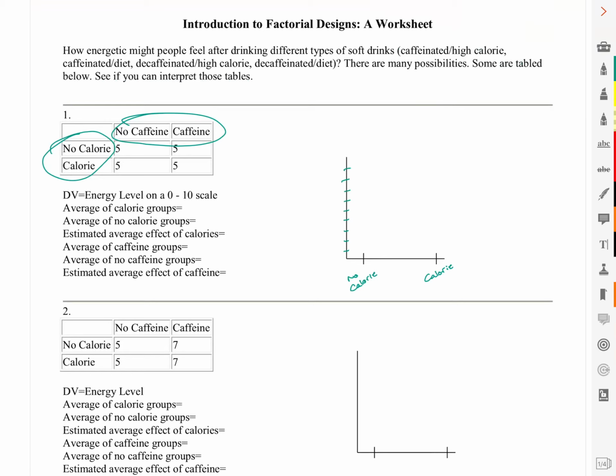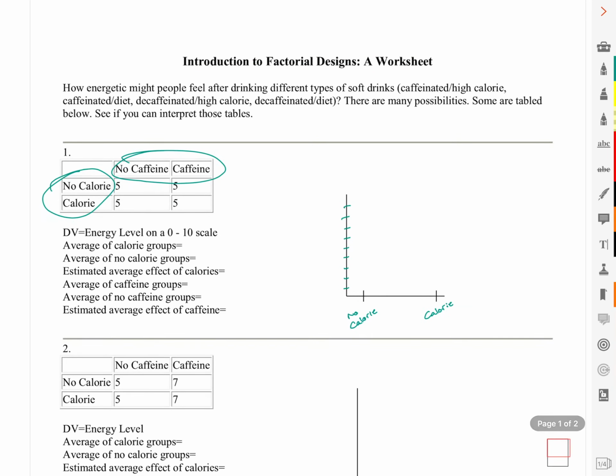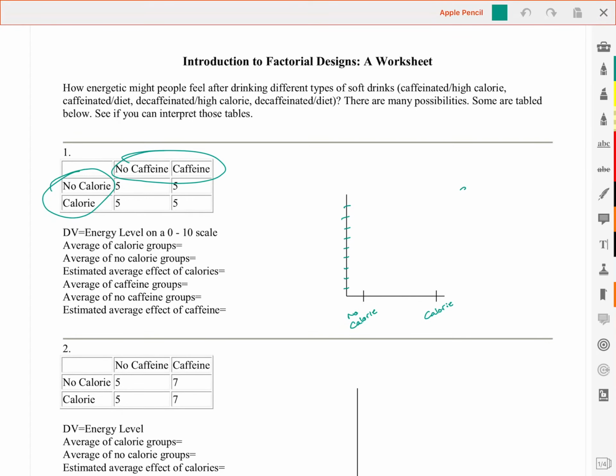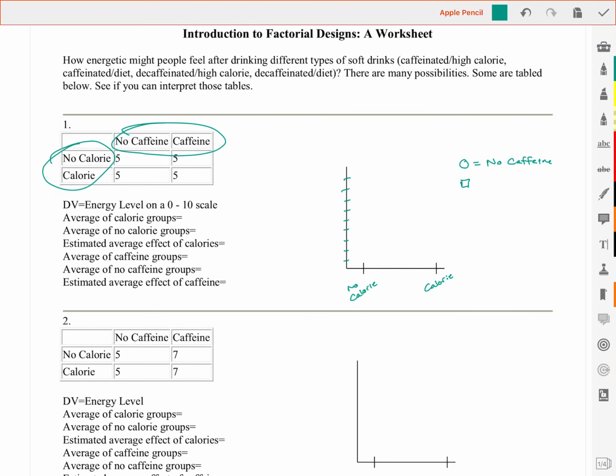So on the bottom now, we've put the no calorie group on the left and the calorie group on the right. So what we want to do next is we want to give some symbols to refer to the no caffeine and the caffeine group. So for each one of your groups, what I want you to do is to use a circle to refer to the no caffeine group. And I want you to use a square to refer to the caffeine group.